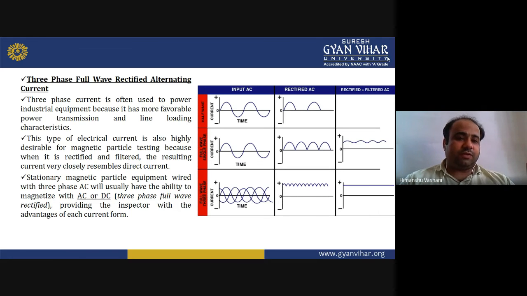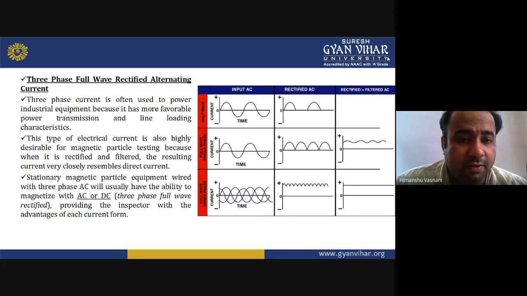A three-phase current is also highly desirable for magnetic particle testing because when it is rectified and filtered, the resulting current very closely resembles a direct current. That is why it is often used to power industrial equipment, because it is more favorable for power transmission and line loading characteristics.